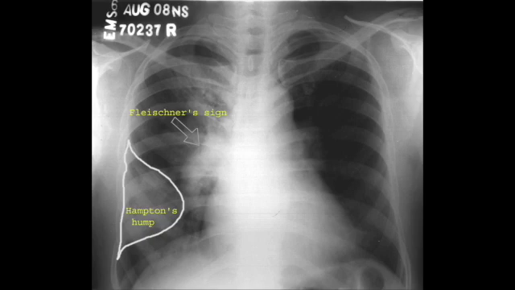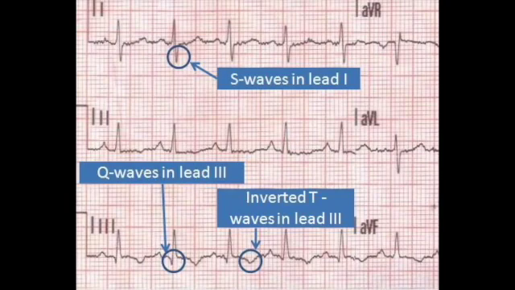You want to see that S1, Q3, T3 sign with that right heart dysfunction, but this is only in 5 to 20%. S1, Q3, T3, most specific sign for PE. So what that means is a wide, deep S wave in lead 1, both an isolated Q as well as a T wave inversion in lead 3.